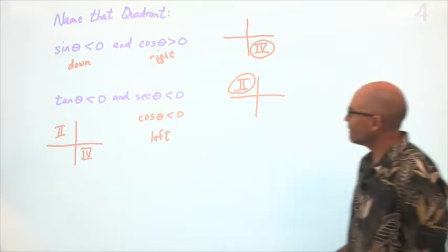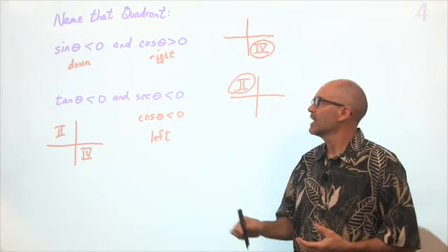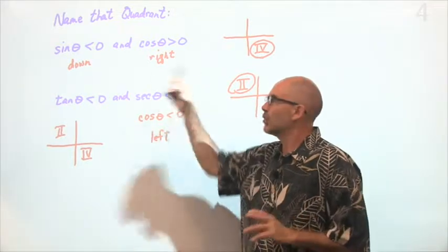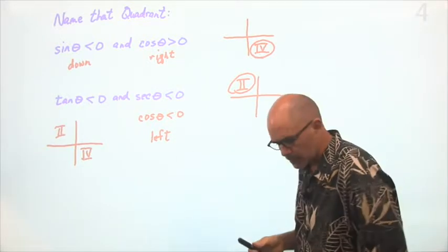Okay, so that's how you do this. You just figure out if you're right, left, up, or down, and you combine the two, and you'll get one single quadrant.